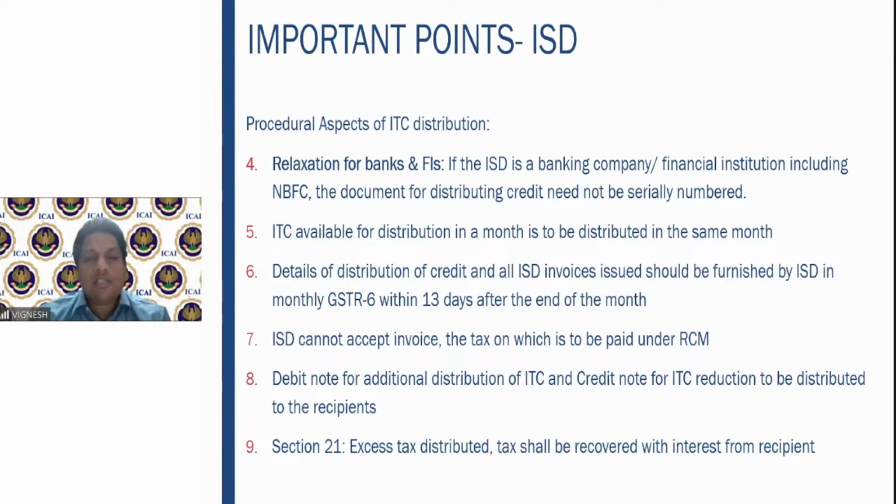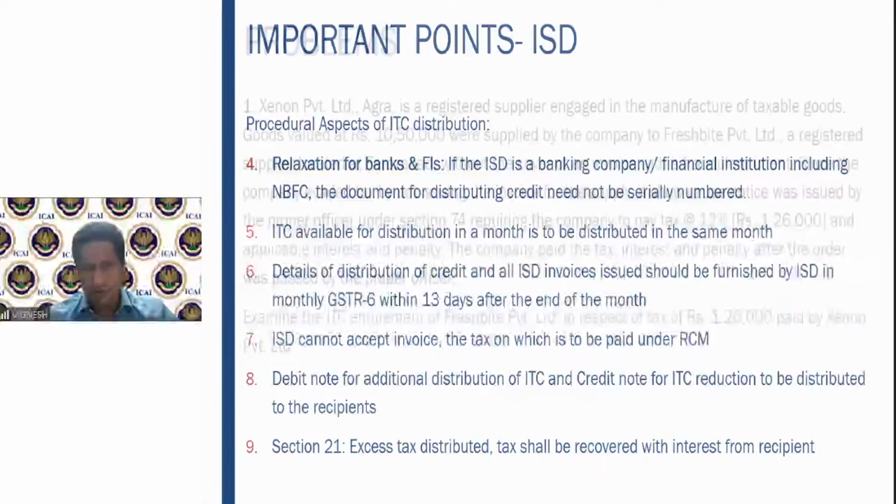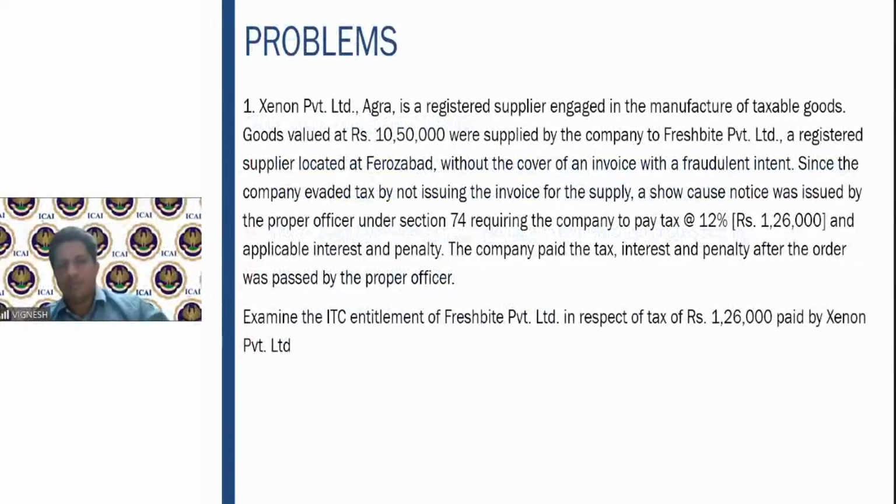Then debit note, additional distribution of ITC is there means you have to give a debit note, and if any ITC reduction is there, you have to give a credit note. Any excess tax distributed will be recovered with interest from the recipient. Fine. That was your concept of ISD. Now let us look at more problems.